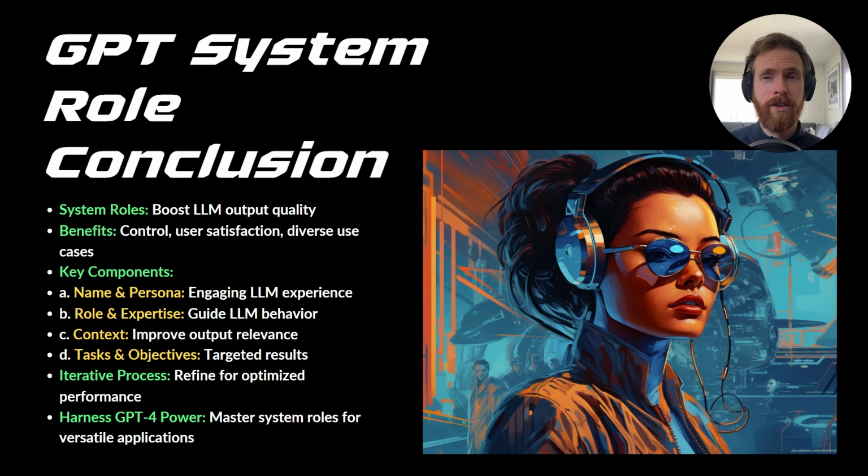So the key components to the system role, we have basically gone over that now. That is setting a name or a persona. This provides a more engaging experience. We want to do roles and expertise. This guides the behavior. We want to do context. That will improve the output relevance and nuance, right? And we want to give it some tasks and objectives. So this is more targeted results. Write me that email, write me that Reddit post, LinkedIn post, summary, you get it. And iterative processes, so this is perfect for refining for optimized performance.